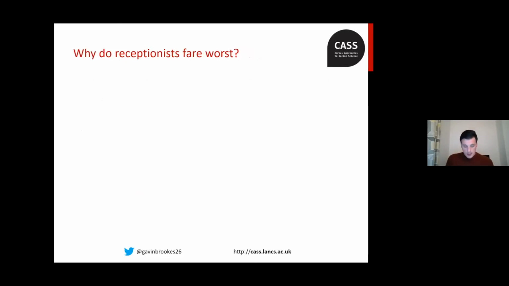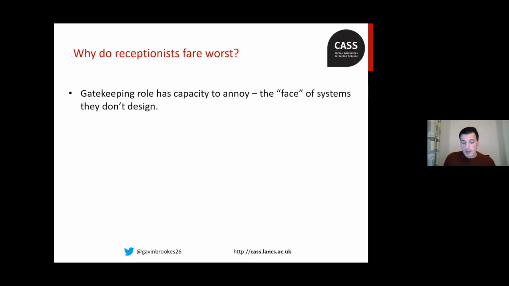So are receptionists just rude, or is something else going on? Does their behavior receive more scrutiny and comment than doctors or dentists? We've tried to think about possible reasons for why receptionists do so badly. First, we can think about their role. Receptionists act as gatekeepers, which means that they often have to tell people that they can't see a practitioner right away, and that this has the capacity to annoy patients, especially those who might be in pain or distress.